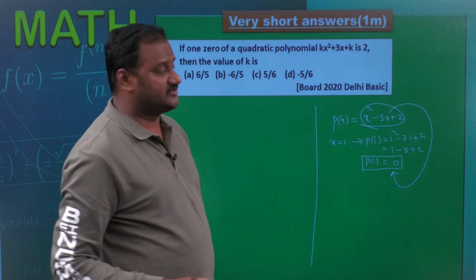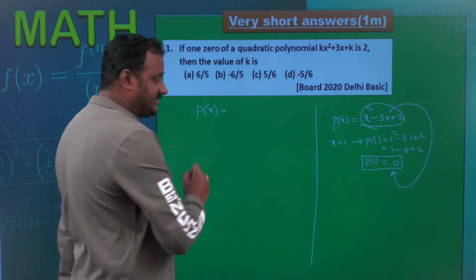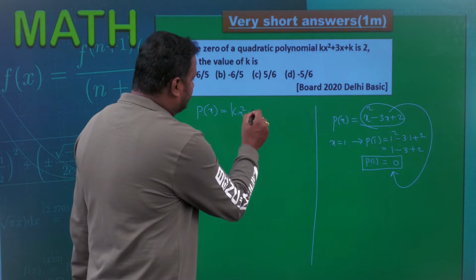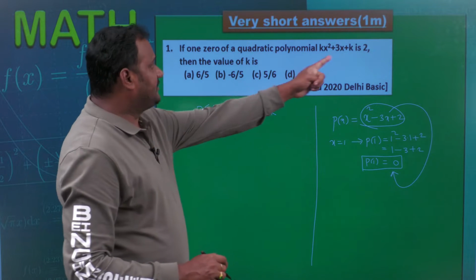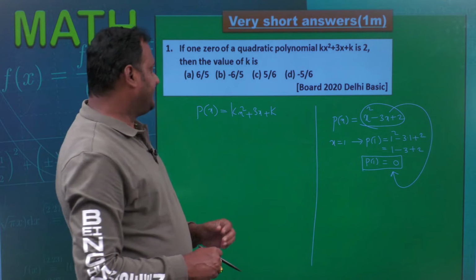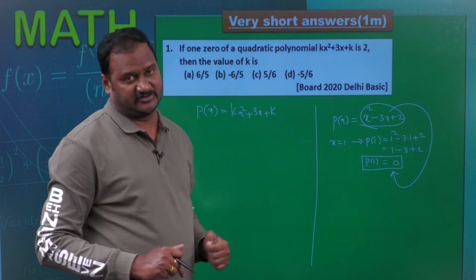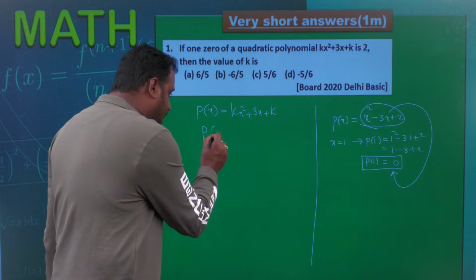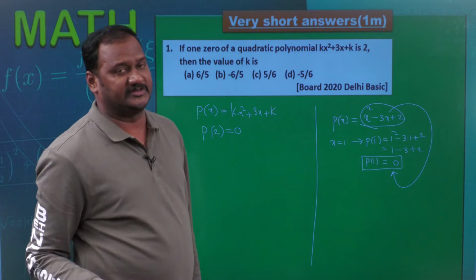Now the given problem here is, the given polynomial kx square plus 3x plus k is vanished by 2. Let me take the given polynomial as p of x, which is kx square plus 3x plus k, and the zero of the polynomial is 2. So this polynomial will become 0 for x equal to 2, because this is in terms of x. So p of 2 is going to be 0 because I am going to substitute 2 in the place of x.